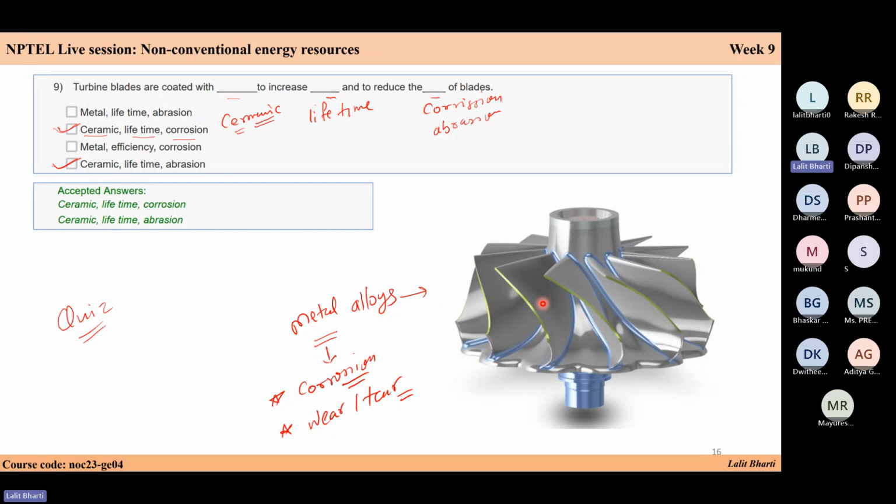So we need to increase the lifetime of the overall blades, because these are going to face high pressure steam and high temperature water and steams with very high pressure and high temperatures. So that is why we need to coat them with some ceramic coatings to enhance their lifetimes.